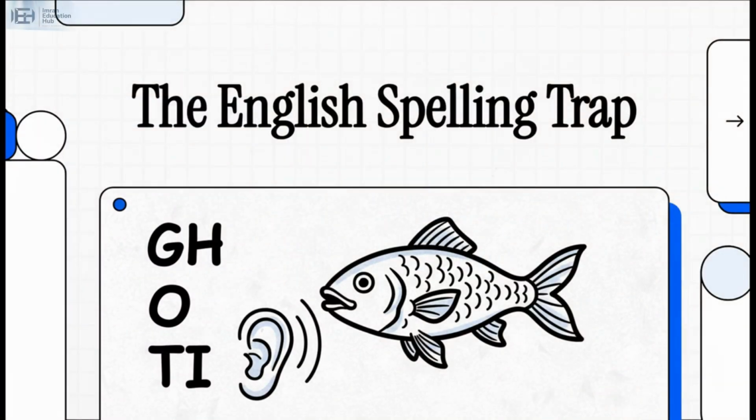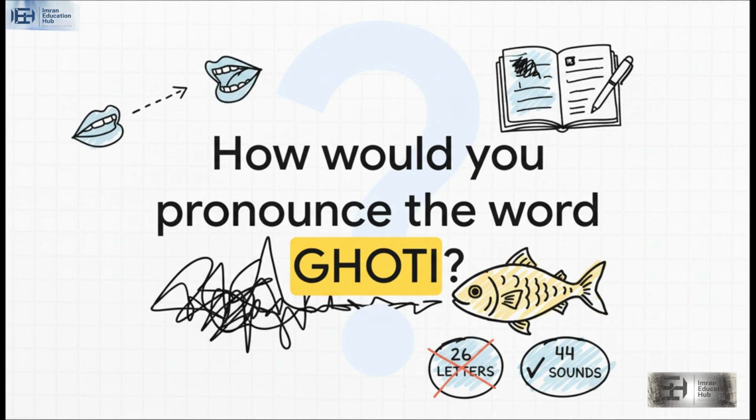Have you ever just stopped and wondered, why is English spelling so chaotic? Why are words like read and read spelled the exact same way but can sound totally different depending on the context? Well, today, we're diving headfirst into that wonderful, baffling, and sometimes infuriating puzzle of English pronunciation. So let's just jump right in with a little challenge.